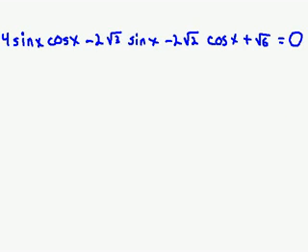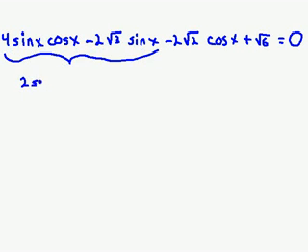Okay, we're asked to solve this lovely equation. I notice that the left-hand side has 4 terms, so I'm going to try to factor it by grouping. What I mean by that is I'm going to look at these first 2 terms and factor out the greatest common factor. The greatest common factor is going to be a 2 sine x. So I'm going to pull out a 2 sine x.